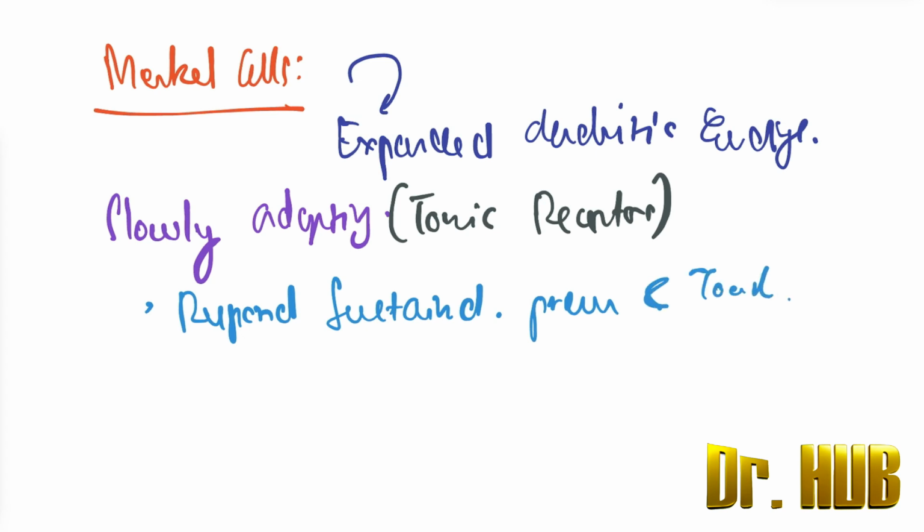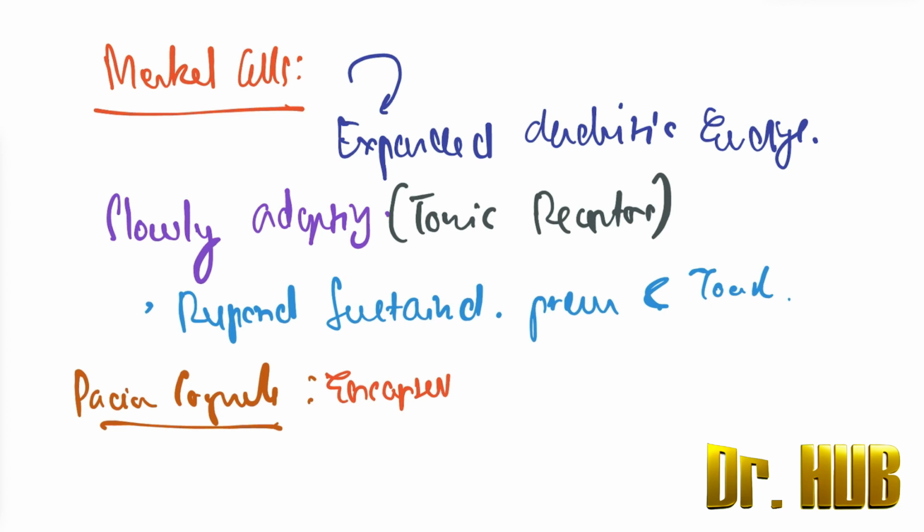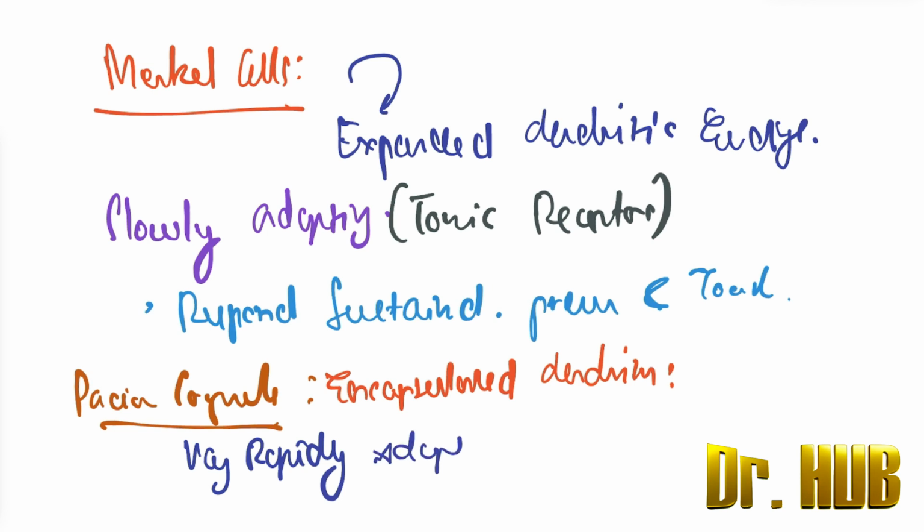Next we look at the Pacinian corpuscles. What is the Pacinian corpuscle? It has encapsulated dendrites, and it is a very rapidly adapting touch receptor.